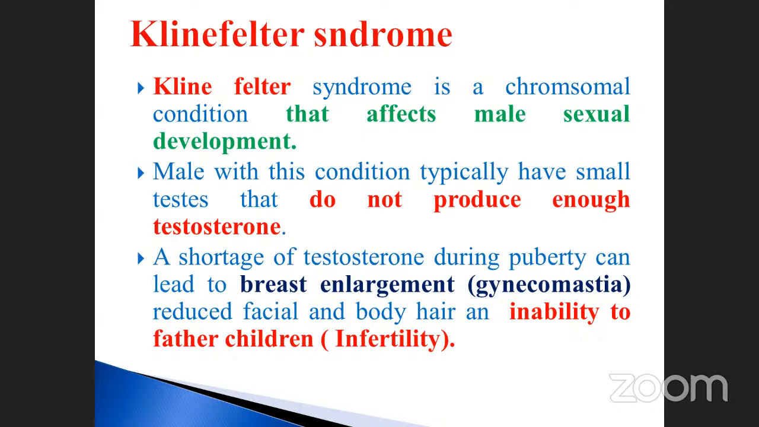Gynecomastia, reduced facial and body hair, and the inability to father children. Note it down: infertility. Klinefelter syndrome, what is denoted by it? Two things: they do not produce enough testosterone, and mammary gland development, that condition is called gynecomastia. Inability to father, that is infertility. Okay, so these are the symptoms.